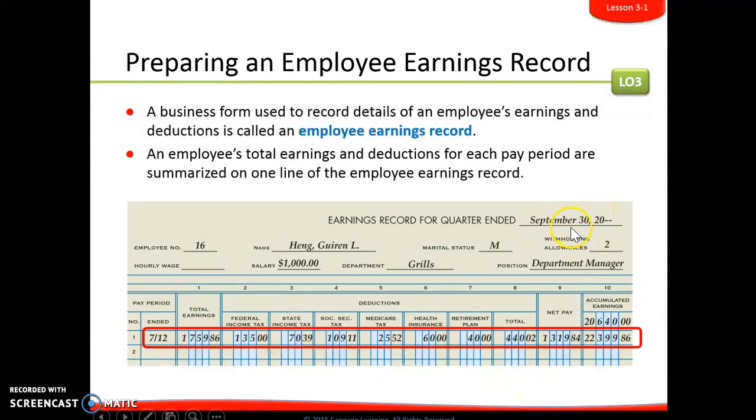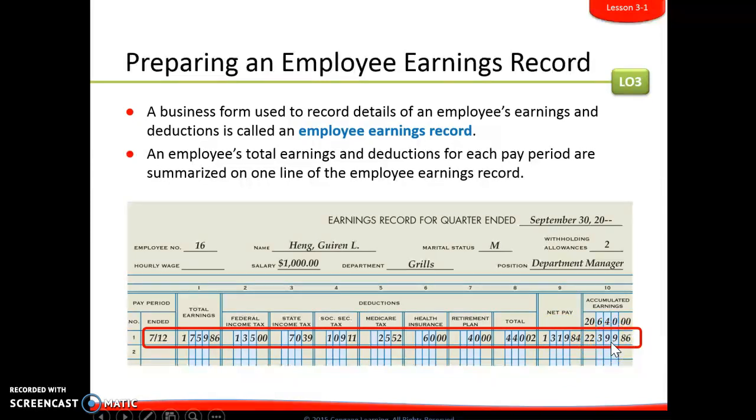Okay, so we see this says quarter ended. We have the information about our employee. And then we see here is the pay period that we had entered. Okay, so total earnings. We have all of the deductions listed, total deductions. Here we figured out the net pay. And then we figure out the accumulated earnings.